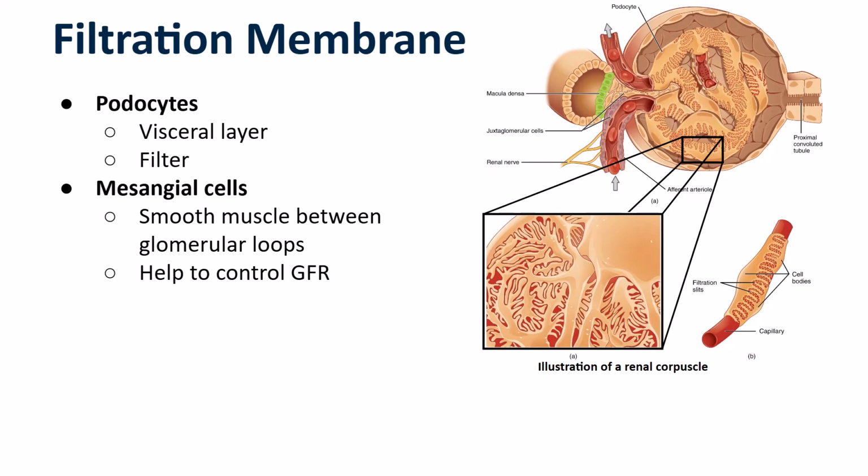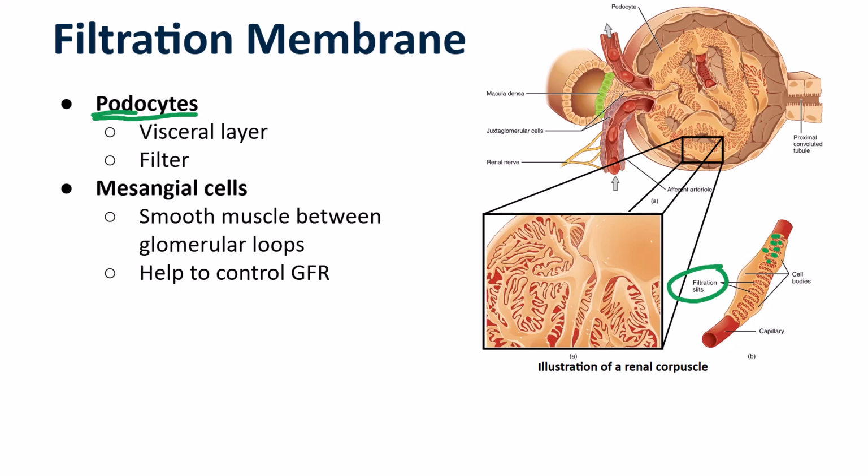So let's look at the visceral layer, or the filtration membrane. The filtration membrane consists of a layer of cells called podocytes. And podo means foot. Basically, these podocytes are going to put out these little tiny feet which interdigitate with other podocytes that surround the glomerulus, such that there is a gap between them, and these gaps are known as filtration slits. So we create a filter.